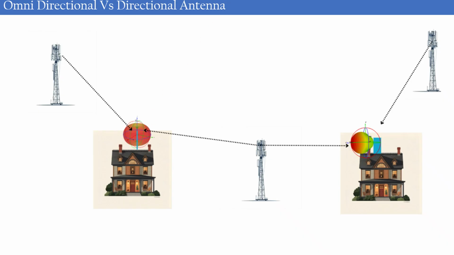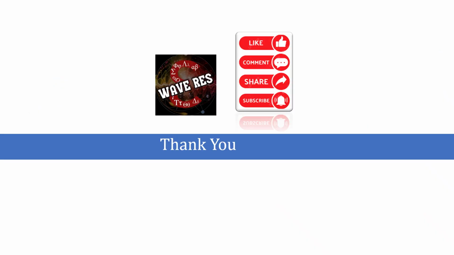I hope you get some idea about what is meant by isotropic, omnidirectional and directional antennas. Thank you.